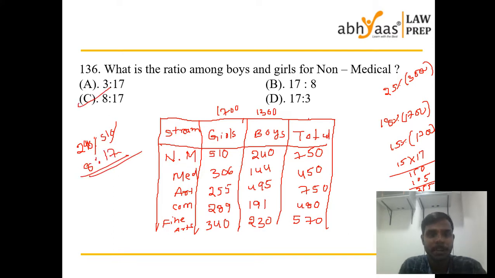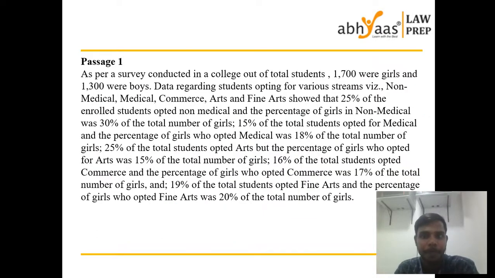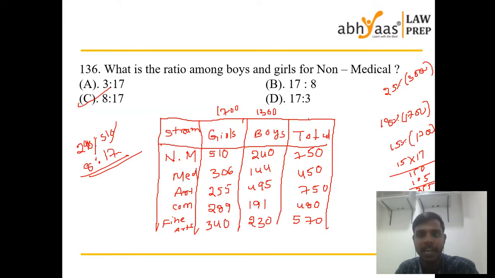If you see the question number 136, we don't need to solve the whole passage. For example, if you are running out of time, you can directly do this question after the first statement. First statement is 25 percentage of the enrolled students opted for non-medical, right? So you can directly find the 25 percentage of 3000, which is 750. In this 750, it is also given girls are 510 and 240. So you don't need to do the table for the next four if you want to do this 136th question.